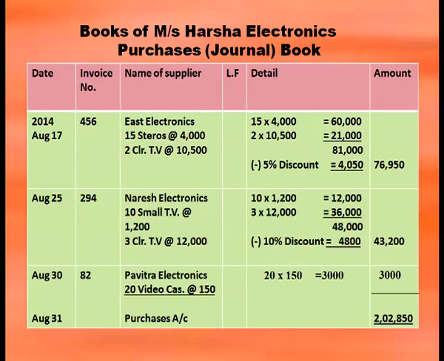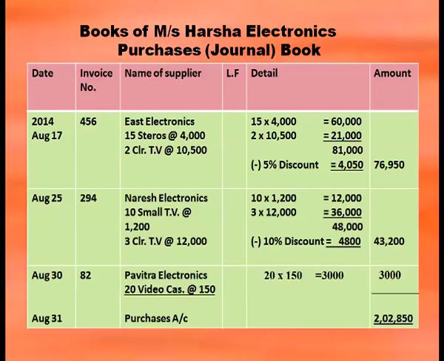2014 August 17, East Electronics, 15 stereos at rupees 4,000. In the name of the supplier column, and what they have purchased, that also will be written in that column. Its calculation in the details column. So, 15 into 4,000, that will come to 60,000. 2 color TV at rupees 10,500, 2 into 10,500, 21,000. So, total purchases from East Electronics came to rupees 81,000.